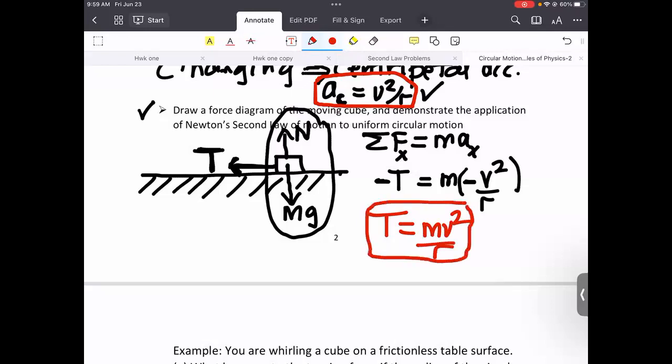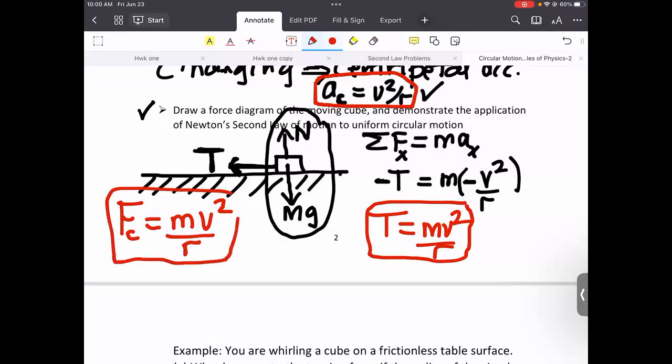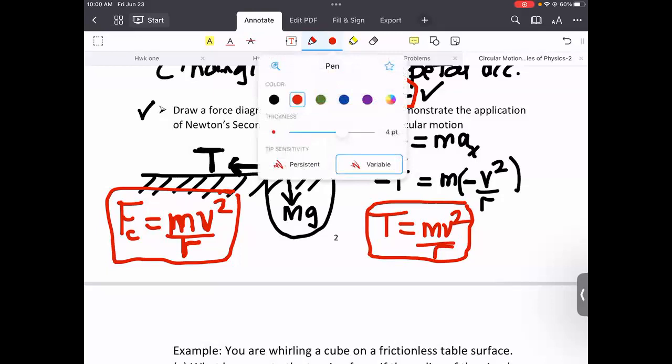So this is the tension. And in general, this tension is the one that is providing the centripetal force. It's actually representing the centripetal force. So we can also write that the centripetal force is mass times velocity squared divided by the radius of curvature. Remember, this mass is the mass of the cube. Velocity is the linear velocity or tangential velocity. And r is the radius of the circle or radius of curvature. And this defines the centripetal force.